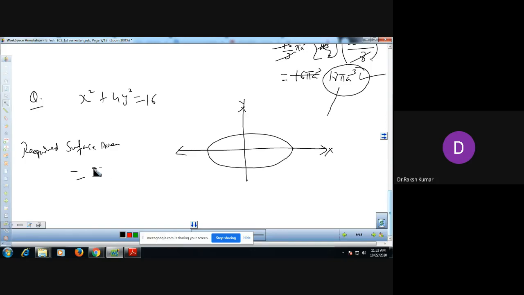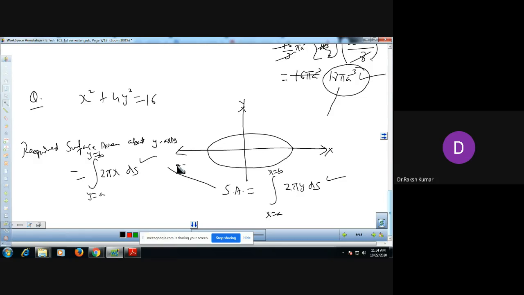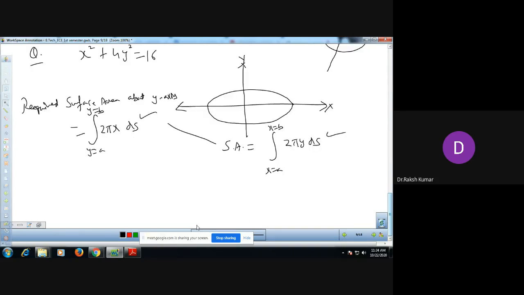When you revolve it about the y-axis, this comes out to be 2 pi x ds, and limits of y will be there. Suppose it is y from a to b. This is the formula about the y-axis. And if you have to find the surface area when you revolve about the x-axis, then it will be 2 pi y and the limits of x will come. Only one of the two formulas will be used, whichever we need.